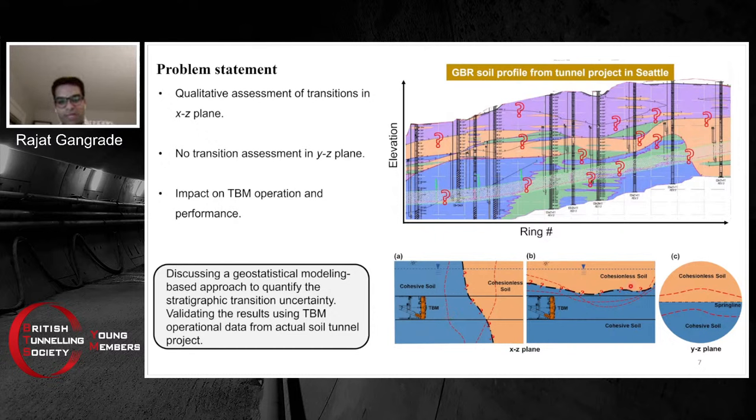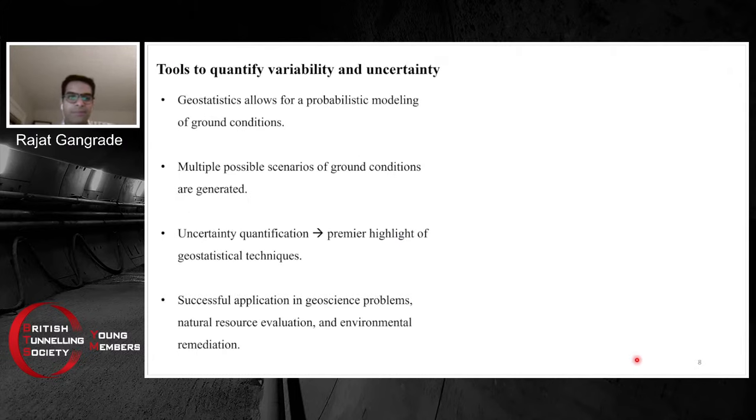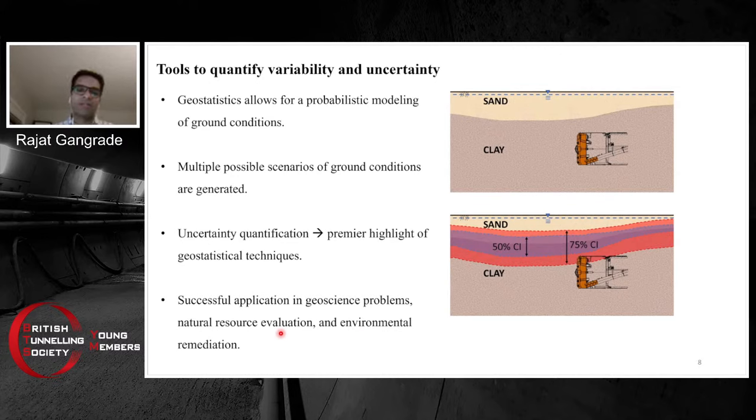So the problem statement is pretty clear. When you're going from one soil to another, there's going to be a transition, or a change in the depth of the layer, and that can happen anywhere, and we need to quantify that. And what tools am I using to quantify this? Geostatistics is my choice because it allows for probabilistic interpretation of ground conditions and helps quantify uncertainty. It has been successfully applied in geoscience problems for natural resource evaluation, environmental remediation, and other earth science issues. Multiple realizations of ground conditions are generated, and that is how we understand where the transition between the two units is going to be.